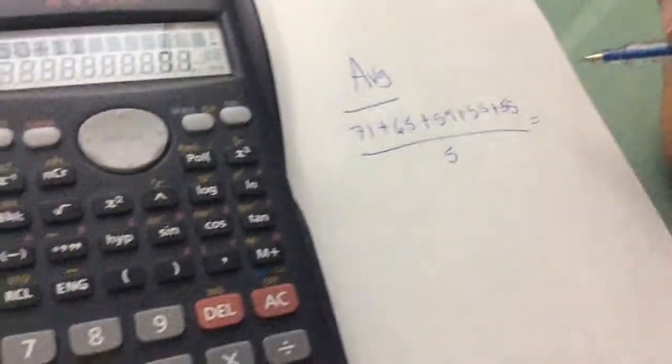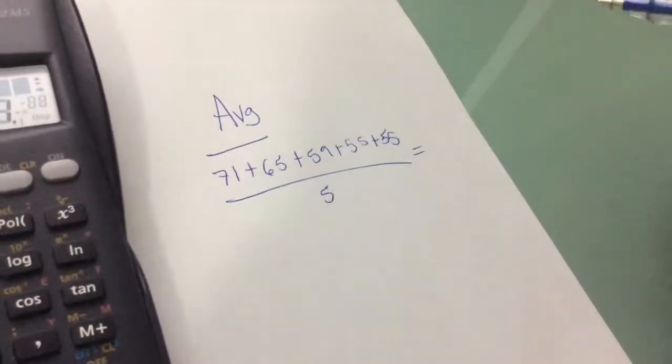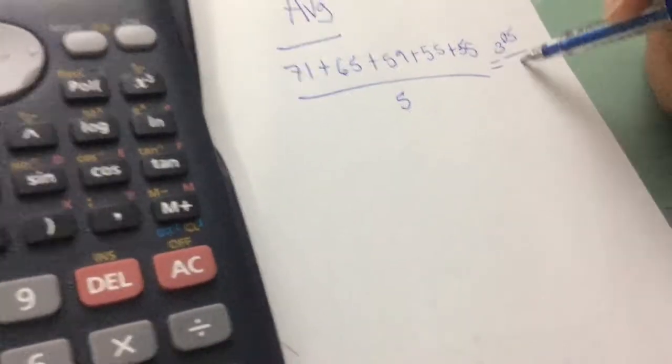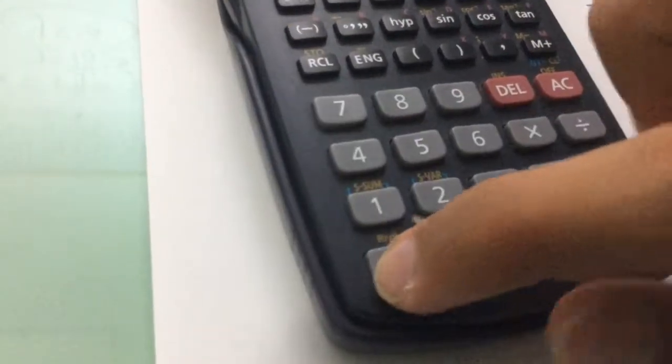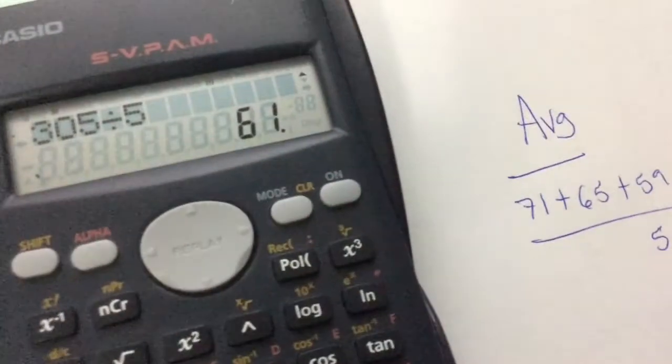Let me use my calculator. Let me calculate it in my mind. 305, I think. Yeah, that must be the answer right now. Now I need to use my calculator to divide. Wait, sorry, I just thought this was 0. 61. And that must be the correct answer. It's simple, guys.